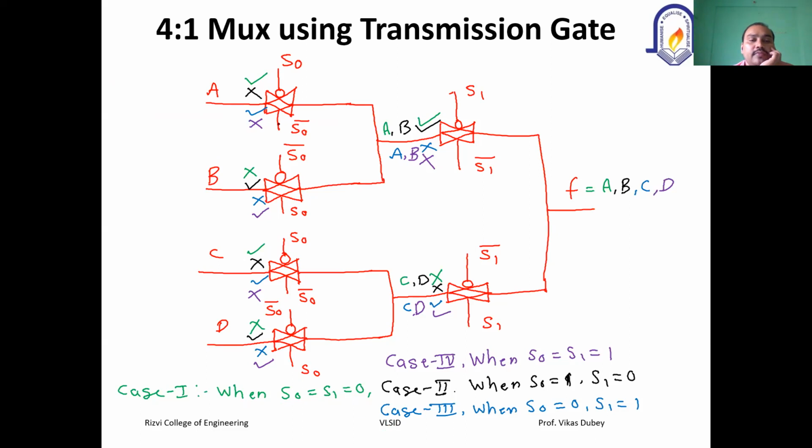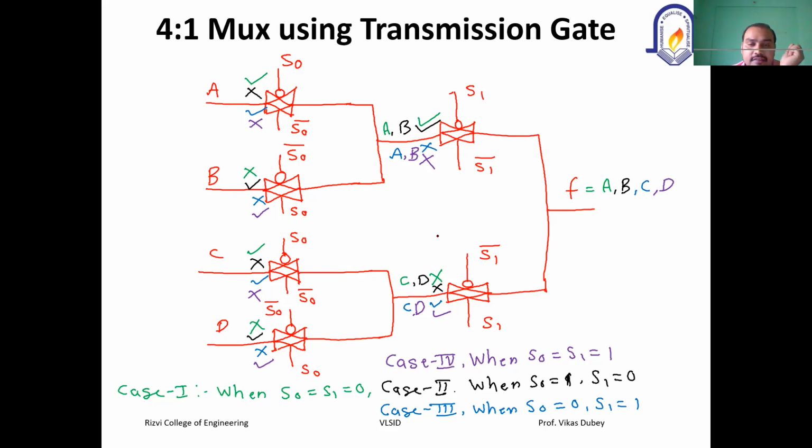So S0 bar will be 1, which will turn the NMOS on and this will also be on. So the above one will be on, while this one will be off because S0 is 0, so the NMOS will turn this off. So this will be off, you can see the cross here. Similarly, this will be on and this will be off for S0 equal to 0. So from here your A will come, from here C will come. You can see A and C is coming here with the green color. So A and C for the first case.